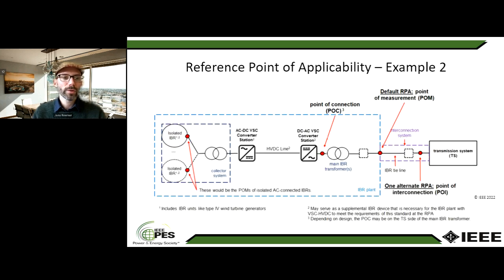And for voltage source converter connected resources that are here in this isolated part, for example, an offshore wind park, the standard does not apply to any of these isolated IBRs. It only applies to the point of measurement of this combined HVDC VSC with IBR facility, where it connects either to the tie line or the AC transmission grid at the POI.